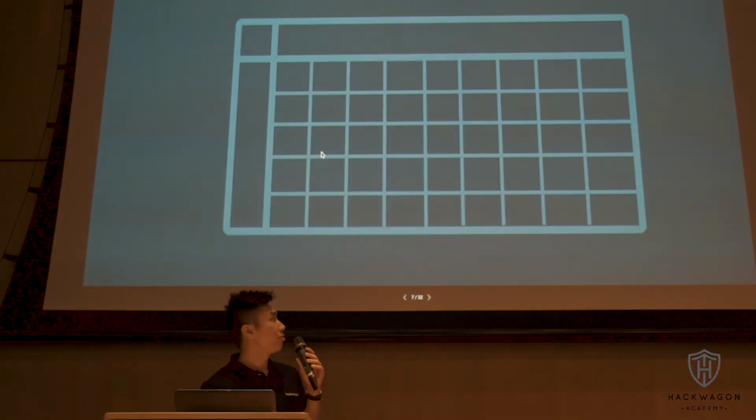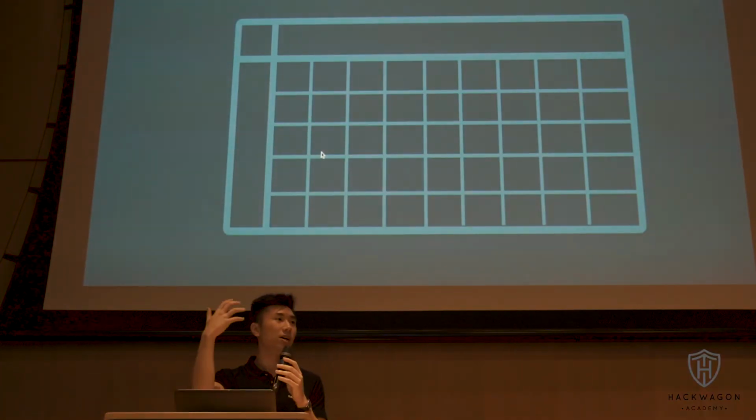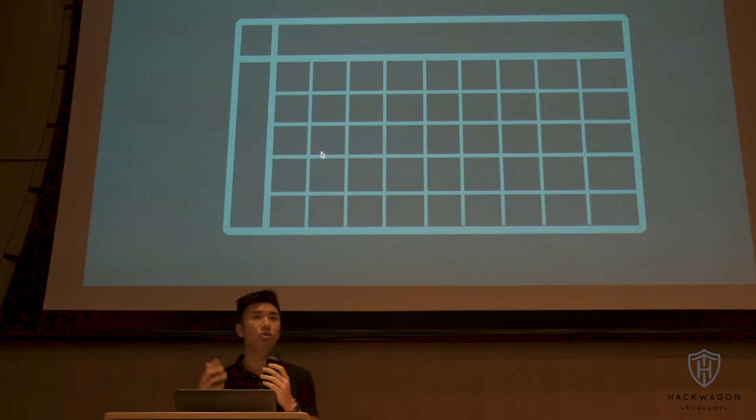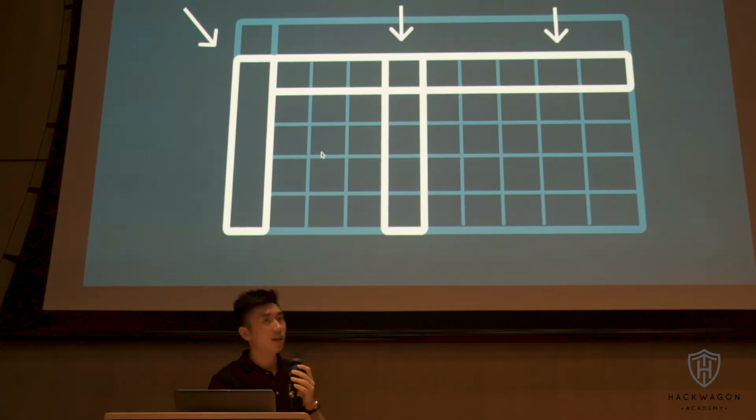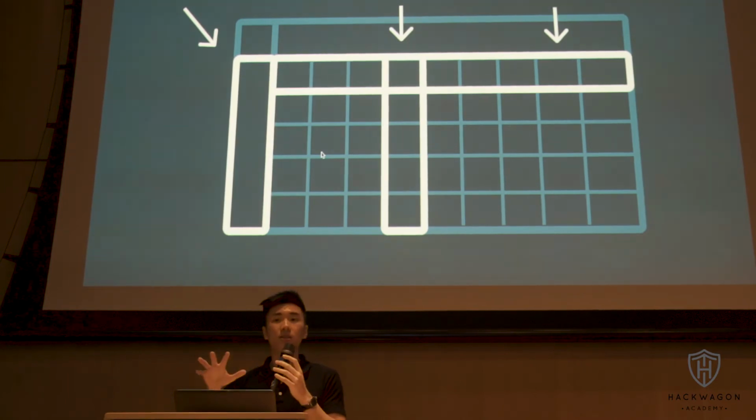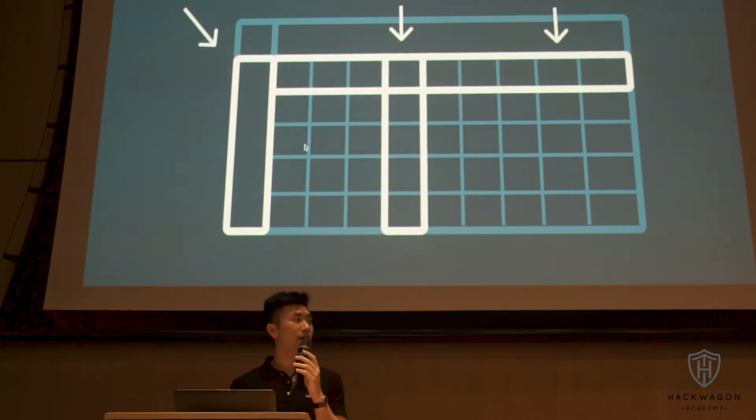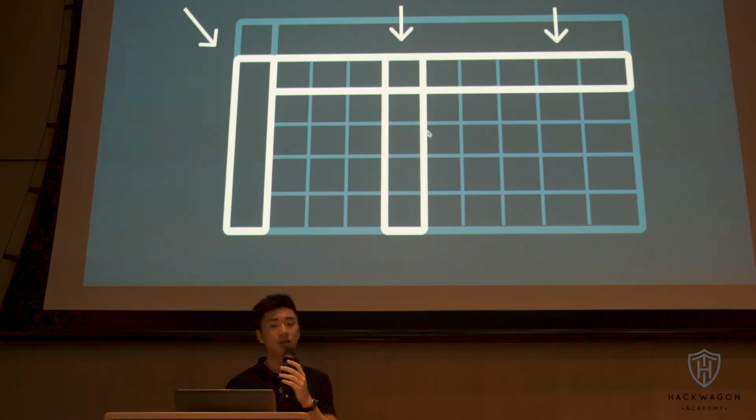Now, a data frame, if you were to think of it in your brain, it should look something like this. And what it usually consists of is 3 main types of objects. So a data frame is basically a table that has many rows and many columns. So these are the columns, and these are the rows.